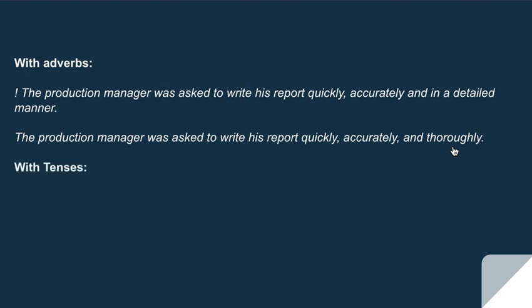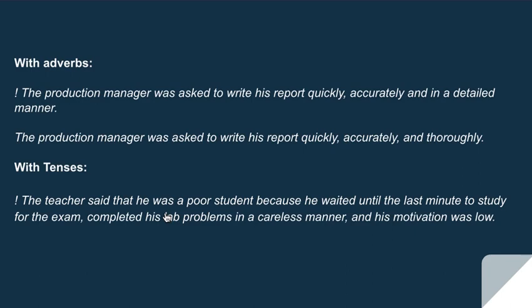With tenses, another wrong example is: the teacher said that he was a poor student because he waited until the last minute to study for the exams, completed his lab problems in a careless manner, and his motivation was low. There are a number of ways to fix this or to make this sound better. Again, you can put us on pause and see how you would do it yourself.